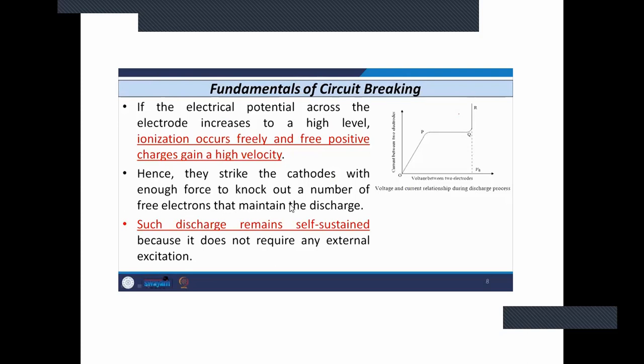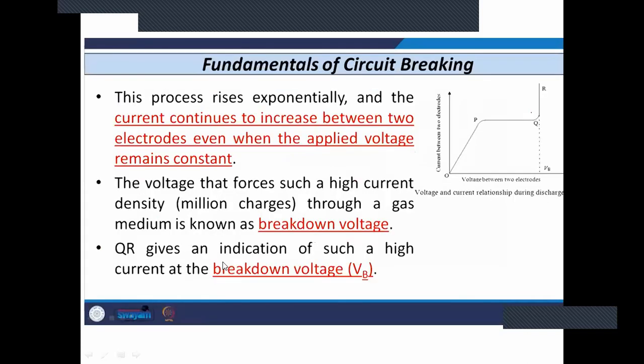Okay, this is the reason for the avalanche caused by the positive ions. Such a discharge remains self-sustained because it does not require any external excitation. Okay, the process rises exponentially and the current continues to increase between the two electrodes even when the applied voltage remains constant.